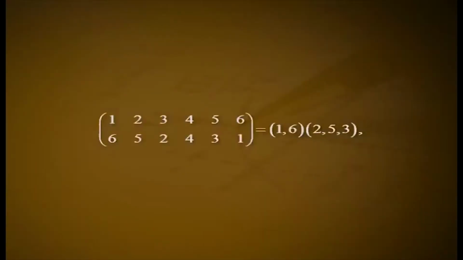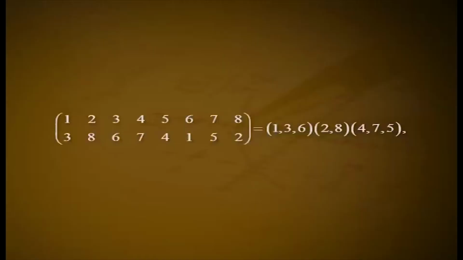Thus, the permutation 1 to 6, 2 to 5, 3 to 2, 4 to 4, 5 to 3, 6 to 1 is equal to the cycle (1 6) times the cycle (2 5 3), a product of disjoint cycles. Disjoint meaning that any integer is moved by at most one of these cycles. Thus, no one number appears in the notation of two different cycles.